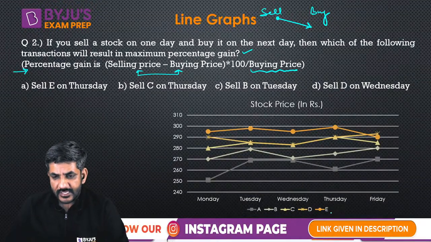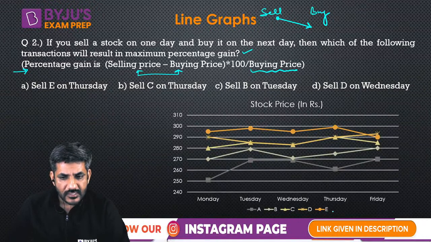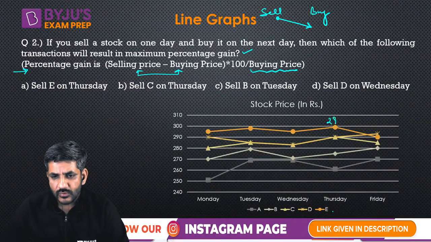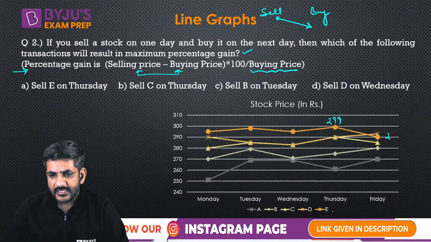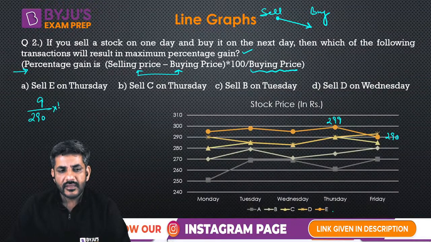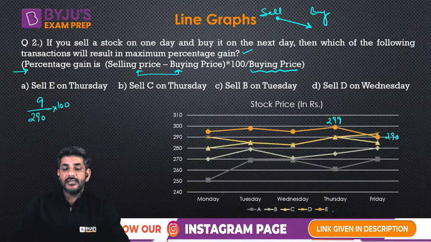Sell E on Thursday. If I sell E on Thursday, E is here on Thursday, the price is 299. I'll be buying it next day at 290. So can I say I would be earning 9 rupees on a base of 290? So it is 9 by 290 into 100. Agreed, guys?